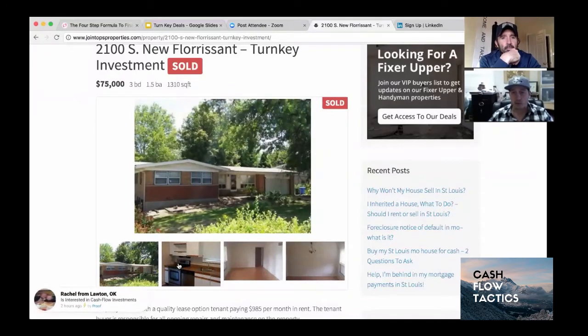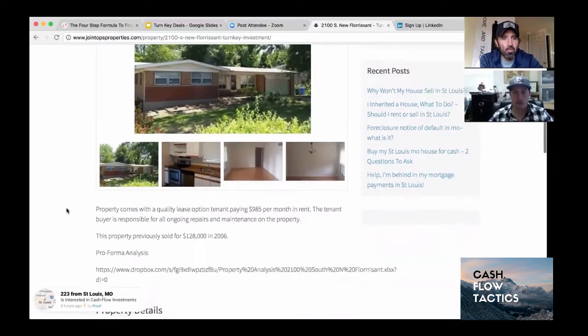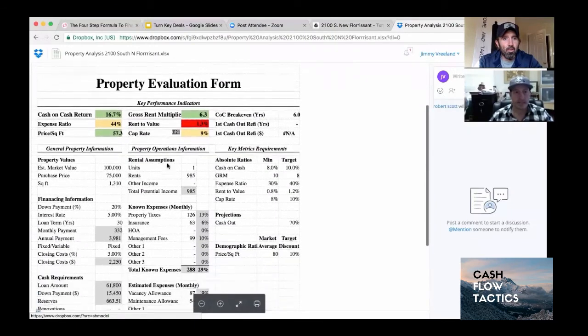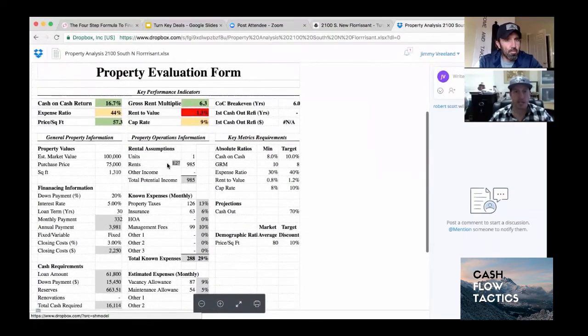So this is a real property. It already had a tenant in place, a lease option tenant buyer. And let's go through some of the actual numbers. You want to scroll down to the pro forma and show people exactly why these investors decided to buy this. Okay, so at the top here, we built out a little dashboard for you, so you get a broad overview of some of those numbers we've discussed.